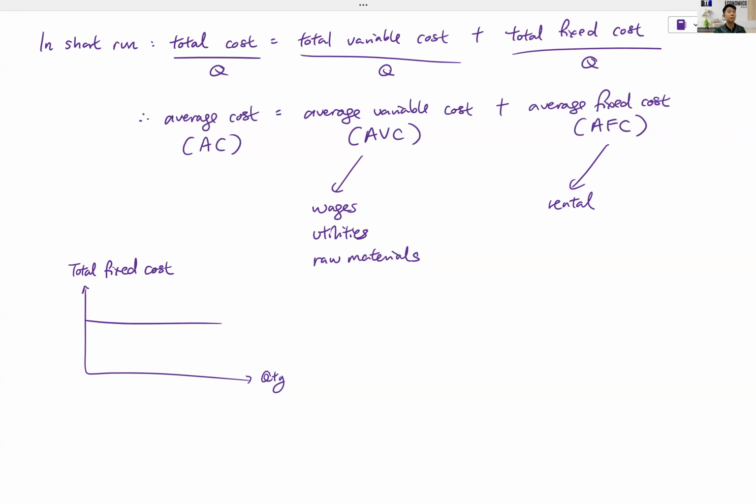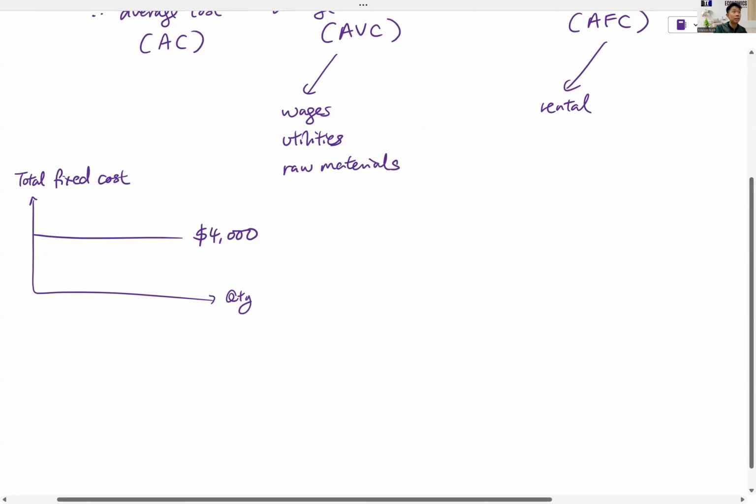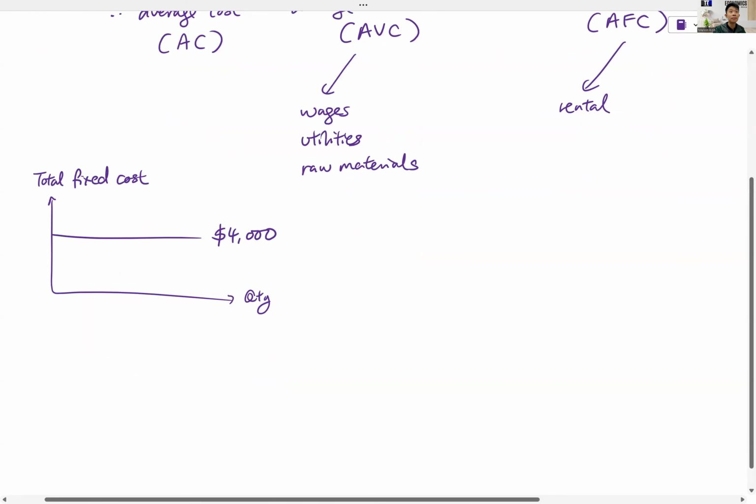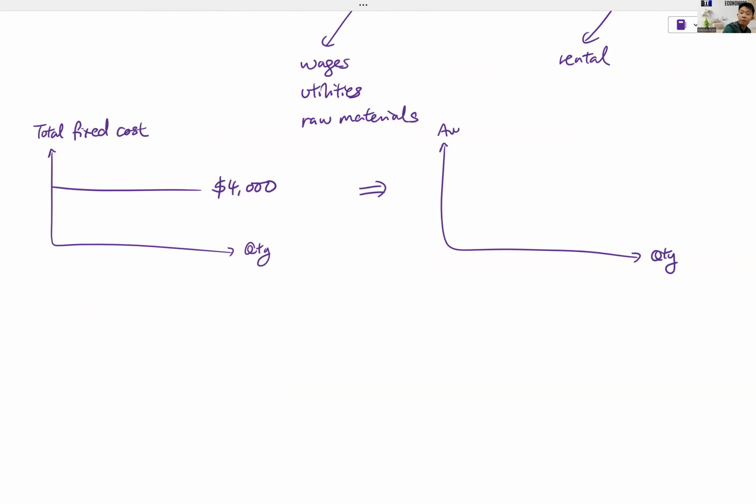Do you agree with this? If I rent a unit and I pay $4,000 per month, no matter how much I produce, I'm still paying the same rent every month. Still 4K, it's fixed. Total fixed cost doesn't change. It's always the same. Which means my average fixed cost, if I produce 10 units, it's $400, correct?